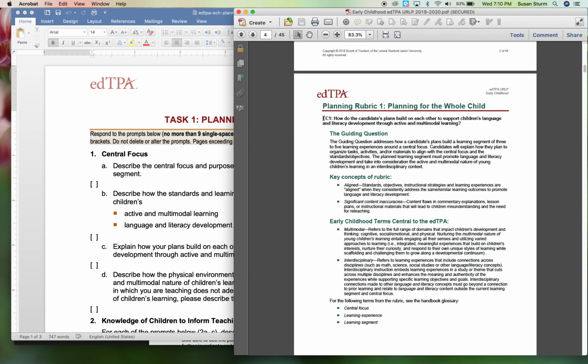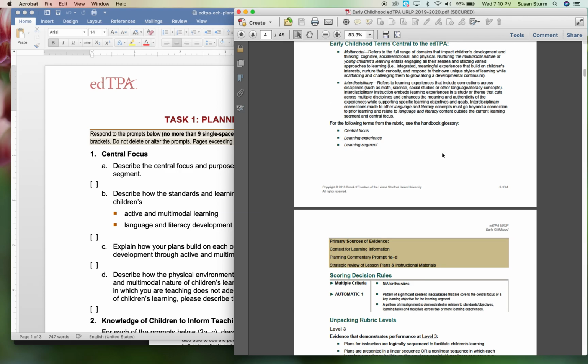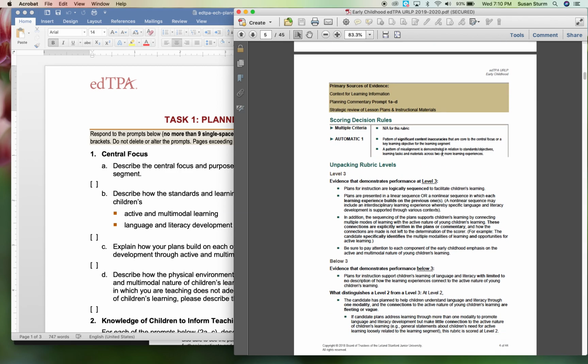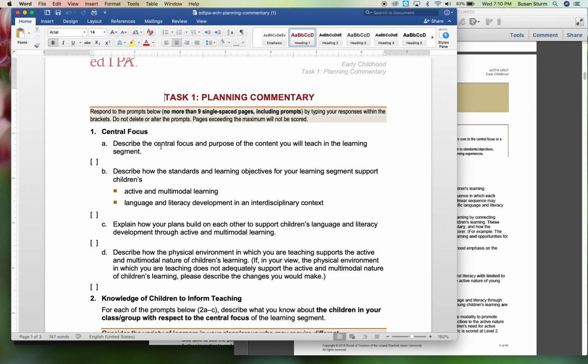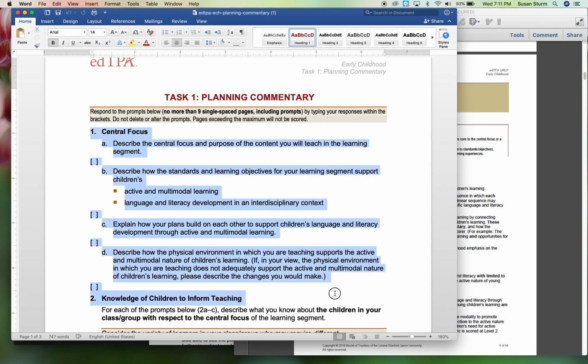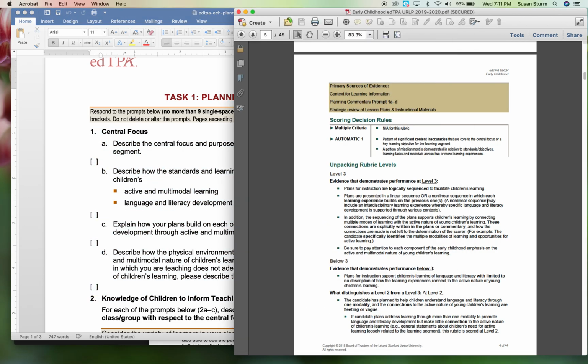So the rubrics are really meant to take a holistic look at what you've designed and what you've written, covering an essential question that's found at the top of each section of the Understanding Rubric Level Progressions document for each rubric. So rubric 1 is about how your plans build on each other to support the children's language and literacy development through active and multimodal learning. And so after defining what all of those terms mean, it tells you in the beige colored box what prompt you're going to be addressing this in. And so this rubric is addressed in your responses to all of the sections of question 1. So everything you write for question 1 goes into this rubric.